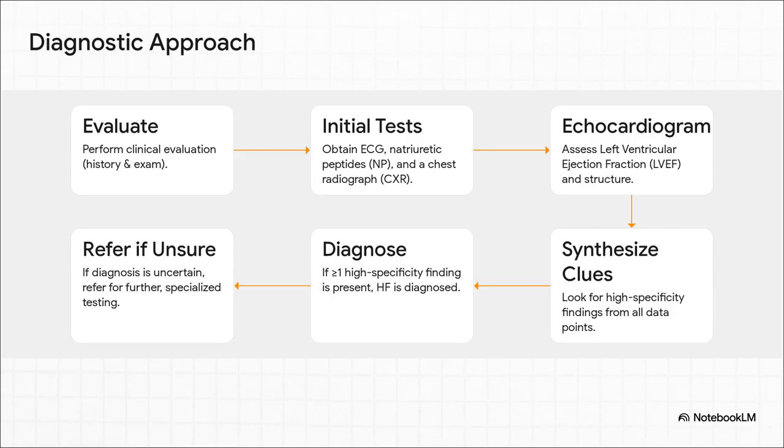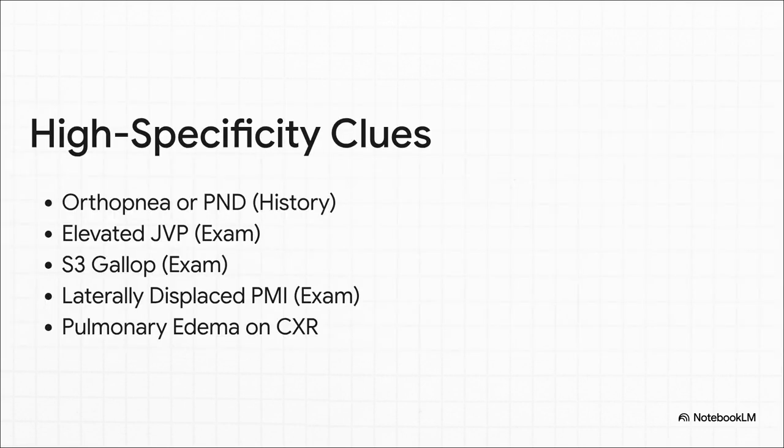And then comes the most important step, synthesis. You step back, look at all your evidence, and search for those high specificity clues. If you find just one of those in a patient with a consistent story, you've got it. You've diagnosed heart failure. And these right here, these are your slam dunk clues. Any one of these, from orthopnea in the patient's story to that S3 gallop on exam, or seeing fluid in the lungs on the chest x-ray, any of these makes your diagnosis of heart failure extremely likely.